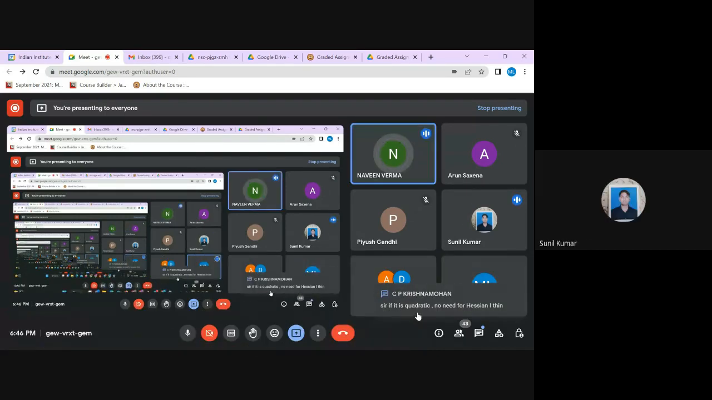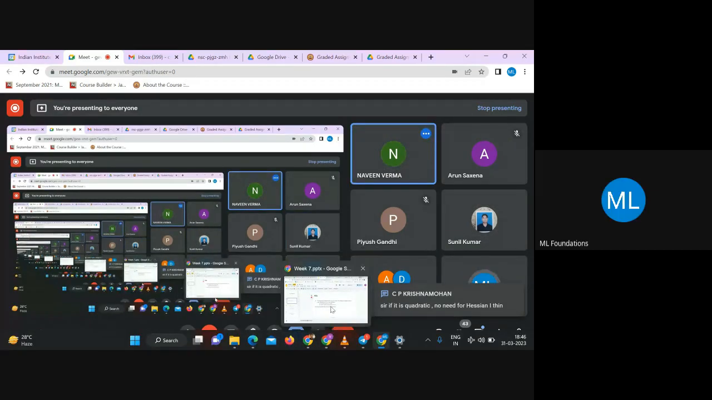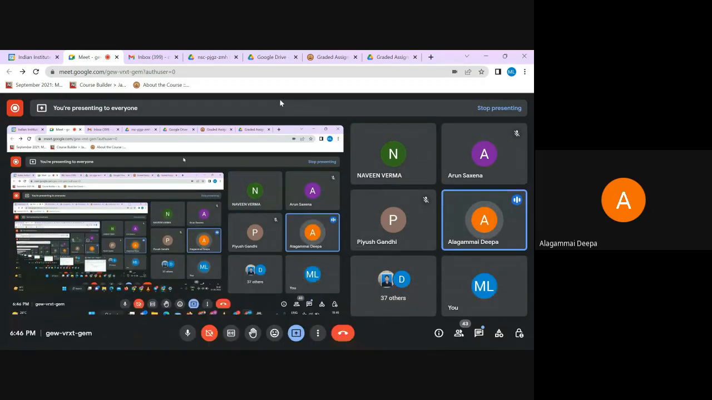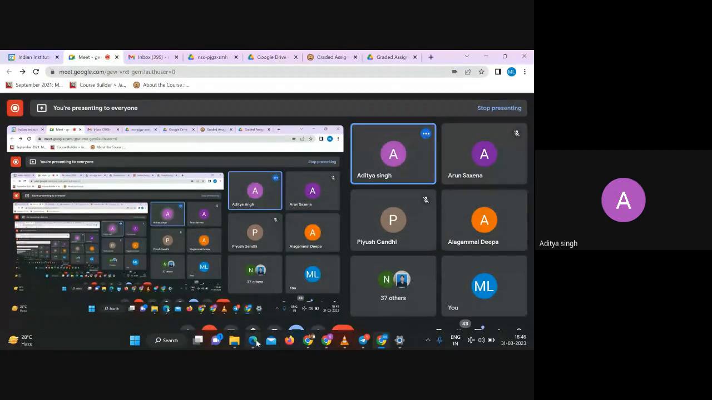In that case, the Hessian matrix would really help. In that case, we can differentiate, fx and so on. Sir, can you take an example for 3 cross 3? Okay, let's start with that.